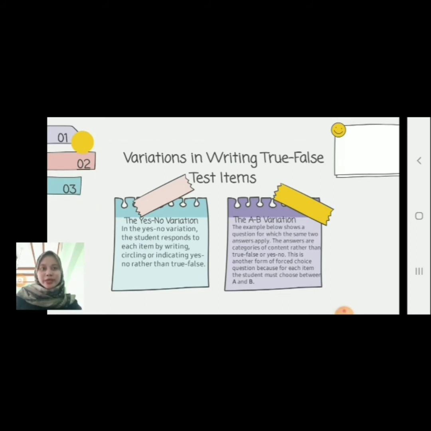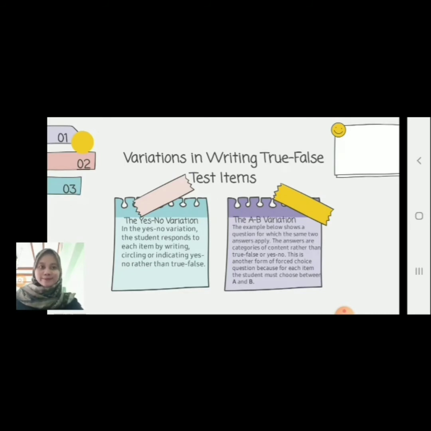In the yes-no variation, the student responds to each item by writing, circling, or indicating yes or no rather than true or false. In the A-B variation, the example below shows a question for which the same two answers apply. The answers are categories of content rather than true-false or yes-no. This is another form of two-choice question because for each item, the student must choose between A or B.